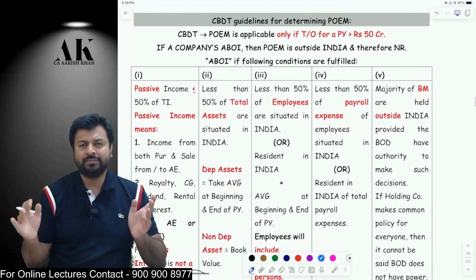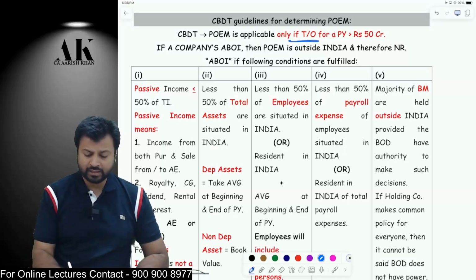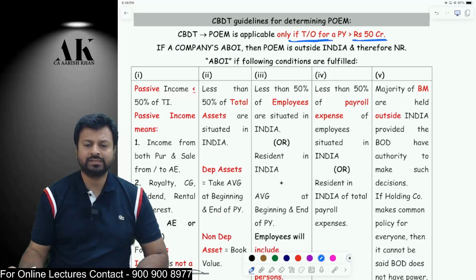Now, to explain this in a better way, the CBDT has come up with a guideline to identify whether the POEM of the company is in India or outside India. But this guideline is only applicable if the turnover of the company is greater than 50 crore rupees. If the turnover is not exceeding 50 crore rupees, then this guideline is not applicable. So remember, this guideline is only applicable for companies crossing this threshold of turnover.